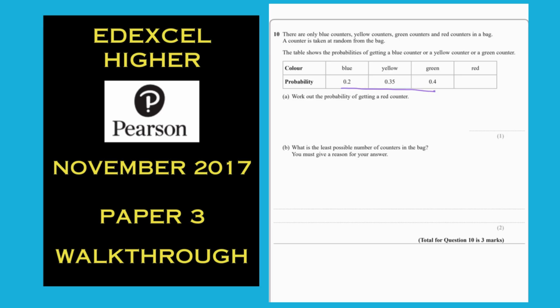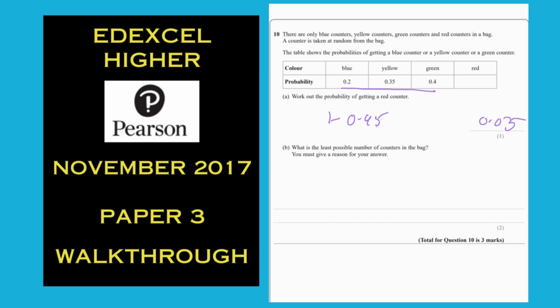Number 10, good old probability. Waffle, waffle, waffle. You add up what you've got, you get 0.95. So you do 1 minus 0.95. So red is a 20th. That's a great 5, isn't it?